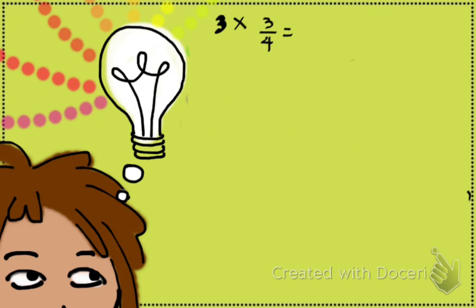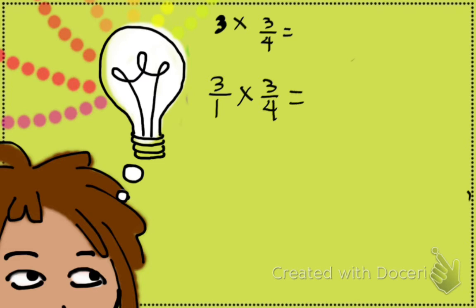Alright, let's take a look at this other example. We have our whole number 3 times our fraction 3/4. So what we need to do here is make the whole number 3 a fraction by putting it over 1 as our denominator. So 3 over 1 times 3/4.